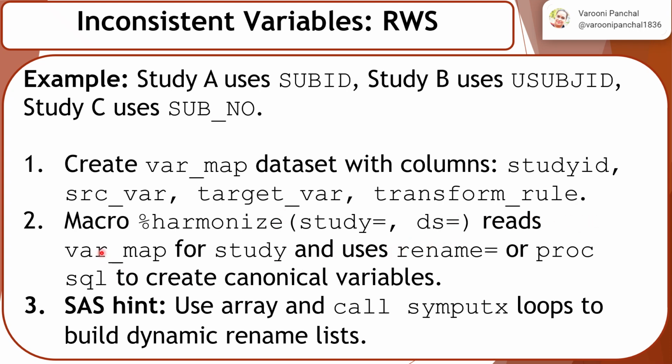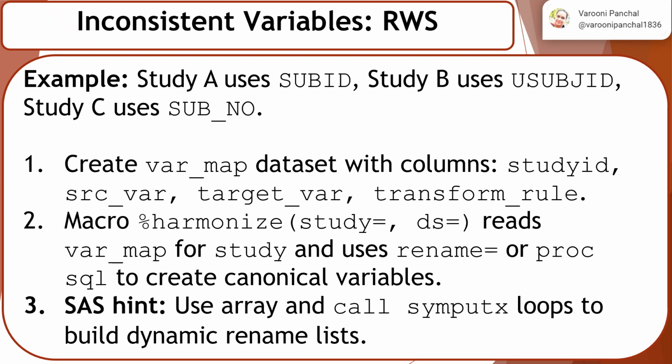Then you can also create a macro to harmonize by study ID, taking the dataset name, that reads the variable map dataset for the study and uses rename or PROC SQL to create canonical variables. So you can use rename or PROC SQL in this macro to ensure consistent variables are created. Now the SAS hint is to use arrays and CALL SYMPUTX loops to build a dynamic rename list.